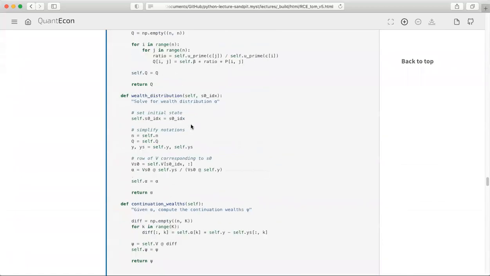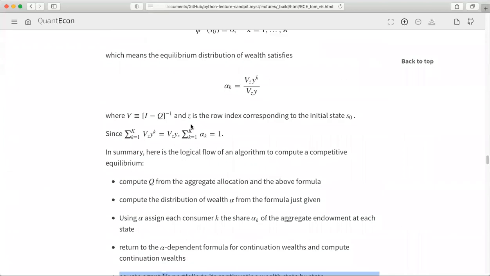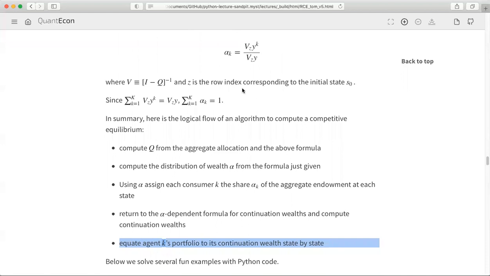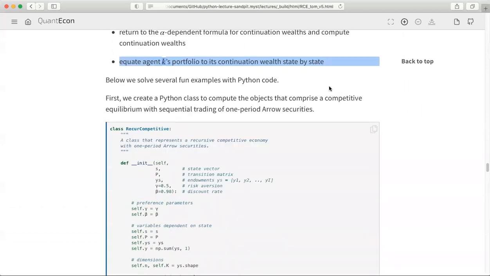But to compute the alphas, if we go back up here, this formula, I have to know the row of that Q matrix that corresponds to that initial state. That's what I have to do. So this kind of alerts us. The distribution of wealth might depend on the initial state we start in. In principle, will it? Let's check.